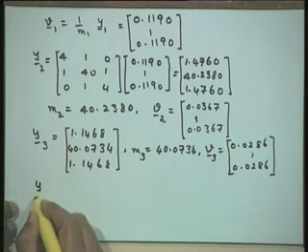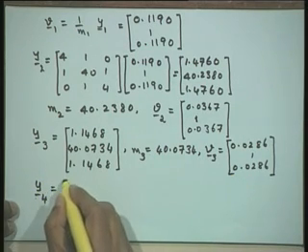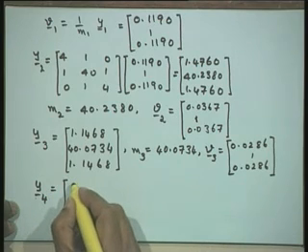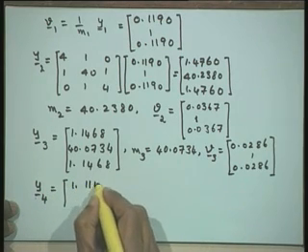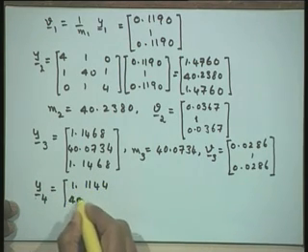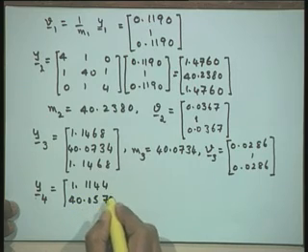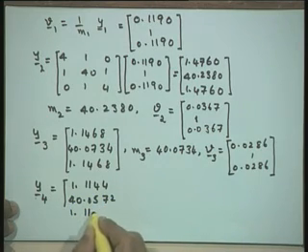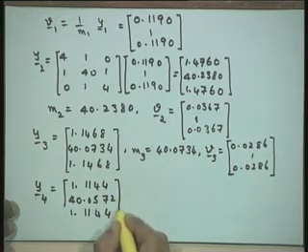So, let us go to the fourth iteration. The fourth iteration gives me the vector with components 1.1144, 40.0572, 1.1144.